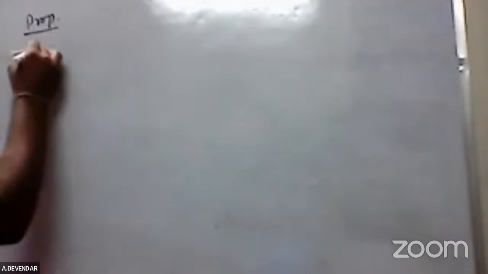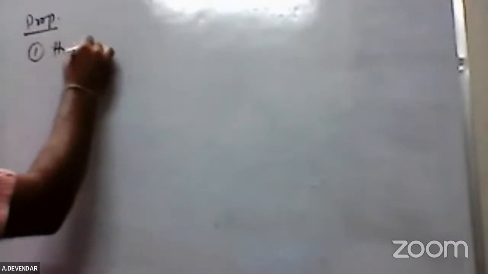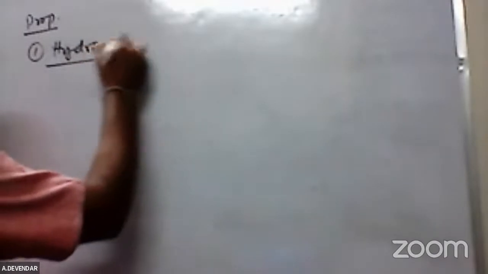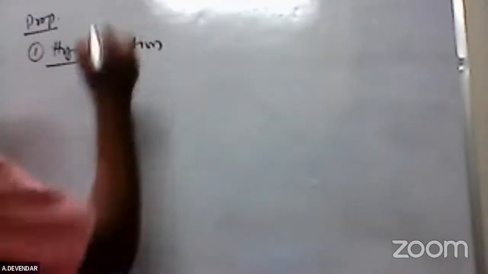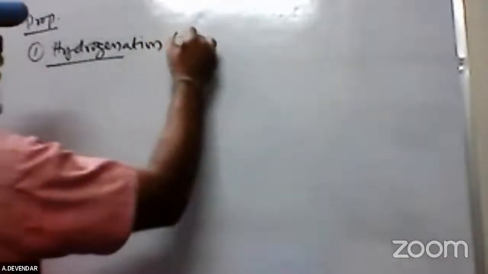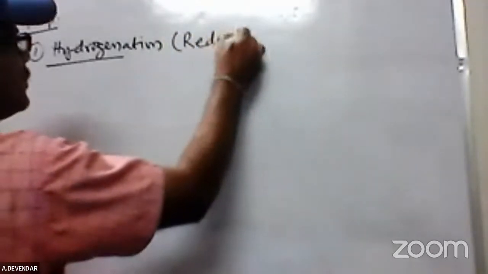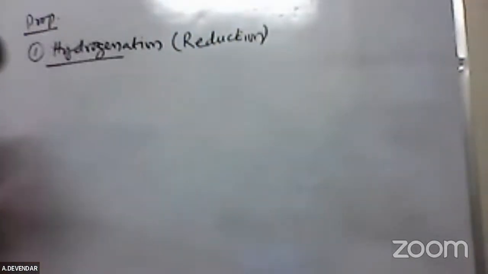If you use this particular hydrogenation, this is the first property we have. What does hydrogenation mean? When alkynes undergo hydrogenation, it is adding of hydrogen, which is also called reduction. Adding of hydrogen is called reduction, and adding of oxygen is called oxidation.